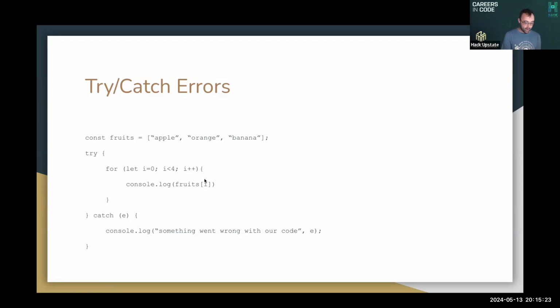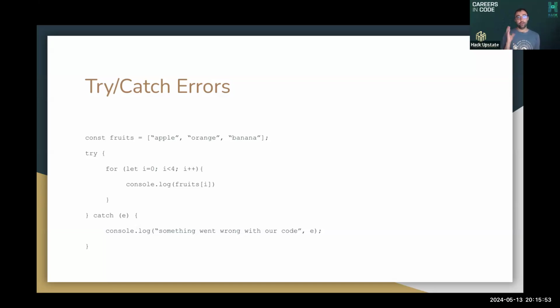Okay. Now i was 1. We add 1 to it. i is now 2. 2 is less than 4. fruits 2 is banana. Okay. Add 1 to i. i is now 3. 3 is less than 4. So it's going to go to fruits and go 0, 1, 2, 3. There is no thing in index 3. So that will actually throw an error.